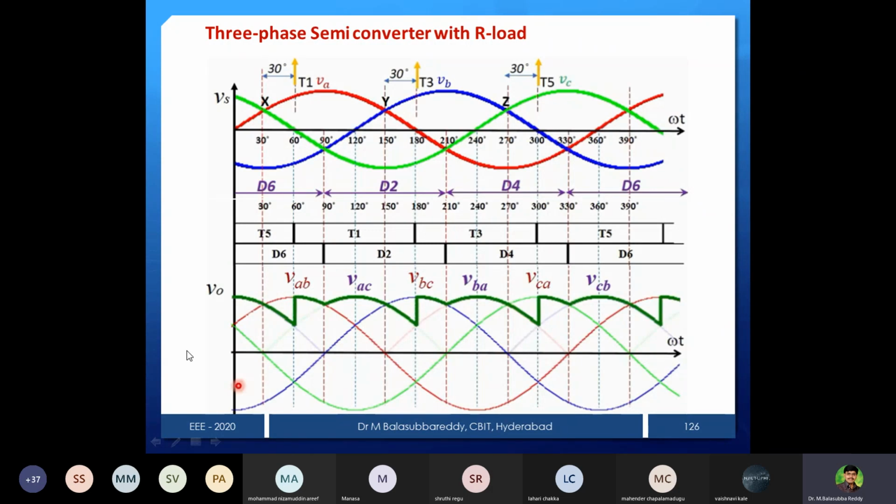There are 3 repeated pulses. That's why it is a 3 pulse converter, starting here and ending here. This is 1 pulse, this is another pulse, and this is the third pulse. That's why these 3 firing pulses will be available. So now we are able to get this 3 pulse converter with alpha equal to 30 degrees.